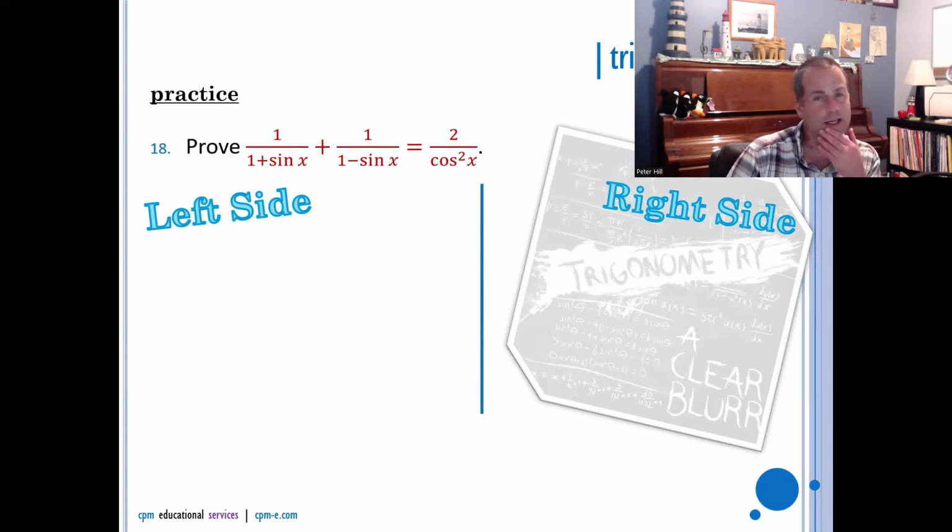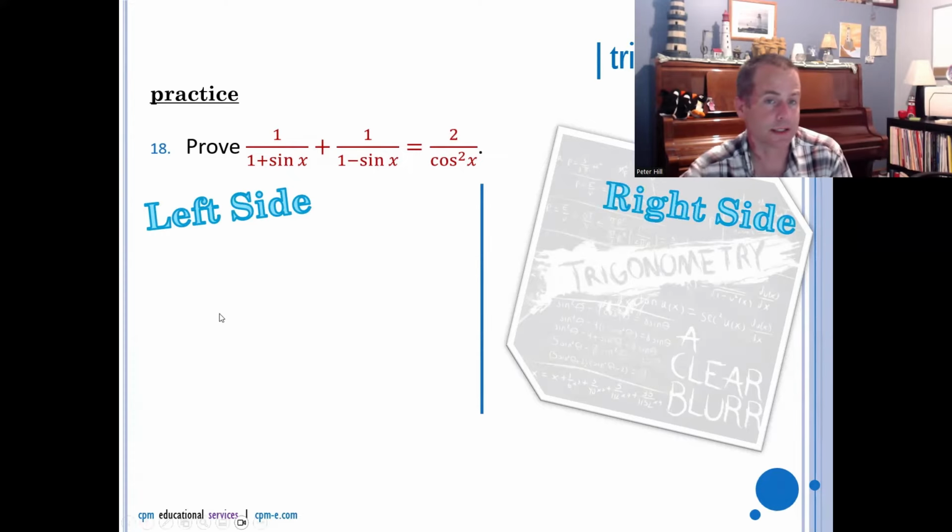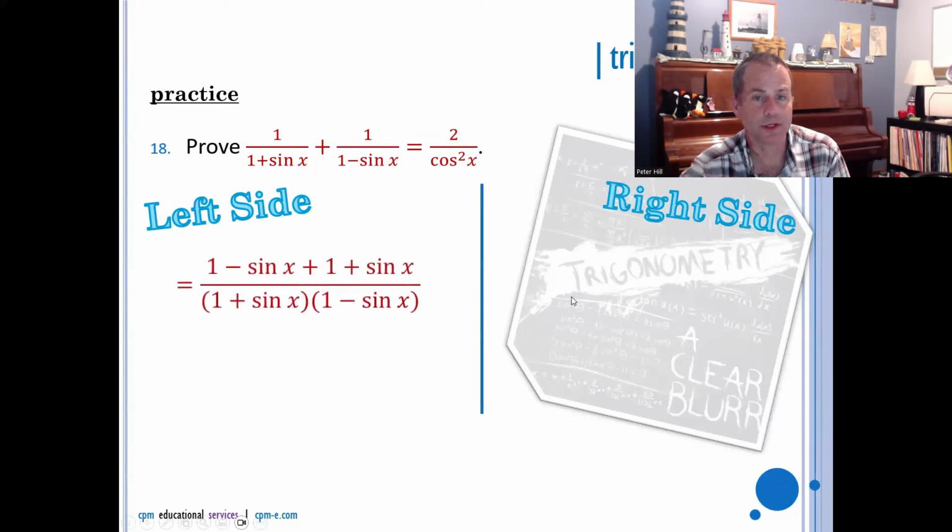On the left side, I probably want a common denominator there. So my common denominator is going to be 1 plus sine x times 1 minus sine x. Okay, 1 plus sine x times 1 minus sine x. So I needed the 1 minus sine x on the top of the first guy, and then I needed the 1 plus sine x on the top of the second guy.